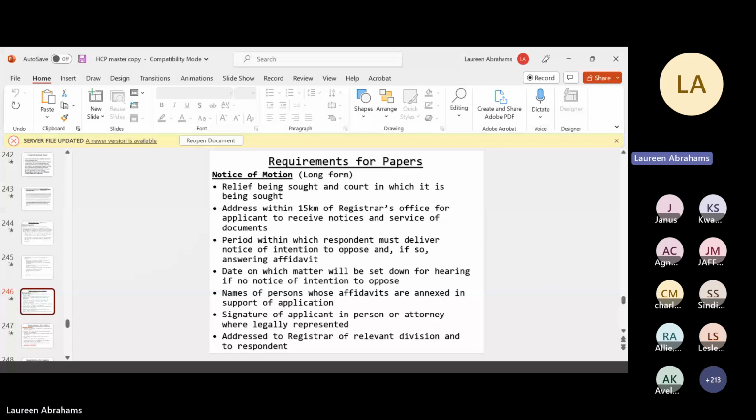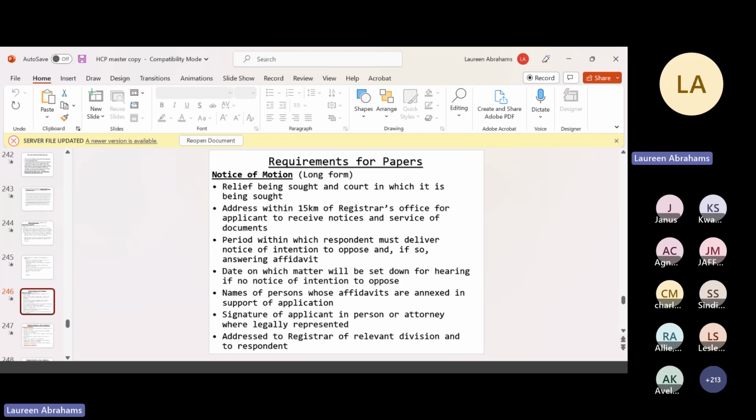Right. Okay, so let's look at the long form of the notice of motion. It's exactly the same like you did with Advocate Pitt. In the notice of motion, you would ask for the relief that you are seeking and the court in which it is being sought. The address must be within 25 kilometres of the registrar. 15 is incorrect. The registrar's office, that is 25 kilometres from the High Court, for the applicant to receive notices and service of documents.